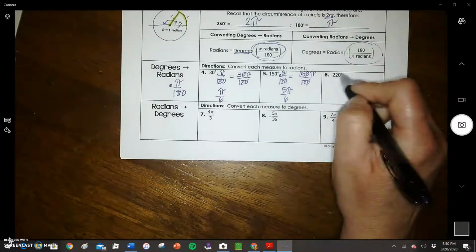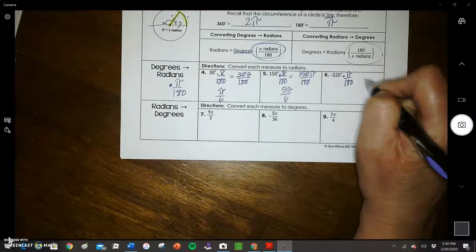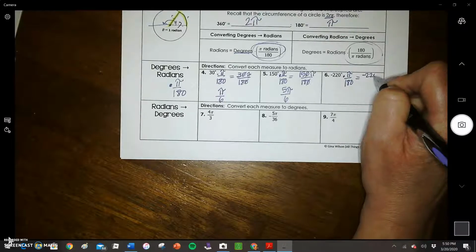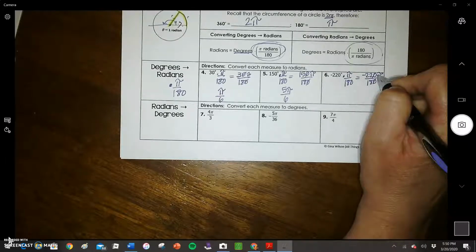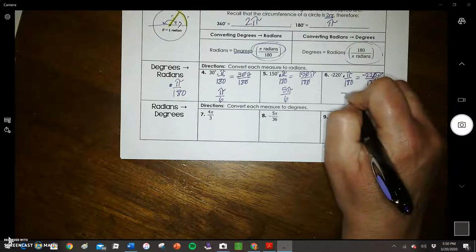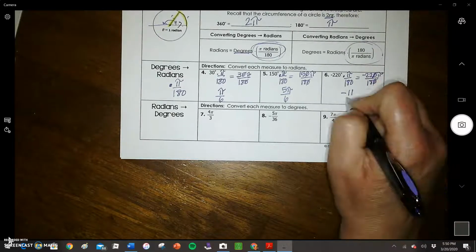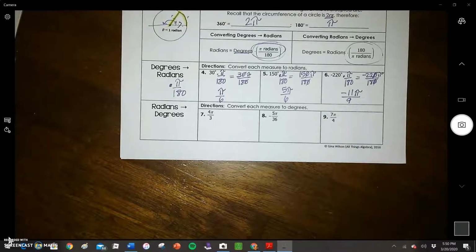Uh-oh, negative 220. So when I multiply by pi over 180, okay, let's get rid of those zeros. I can divide by 2. And so 2 is going to go into negative 22 negative 11 times, and into 18 9 times. And so that becomes negative 11 pi over 9.